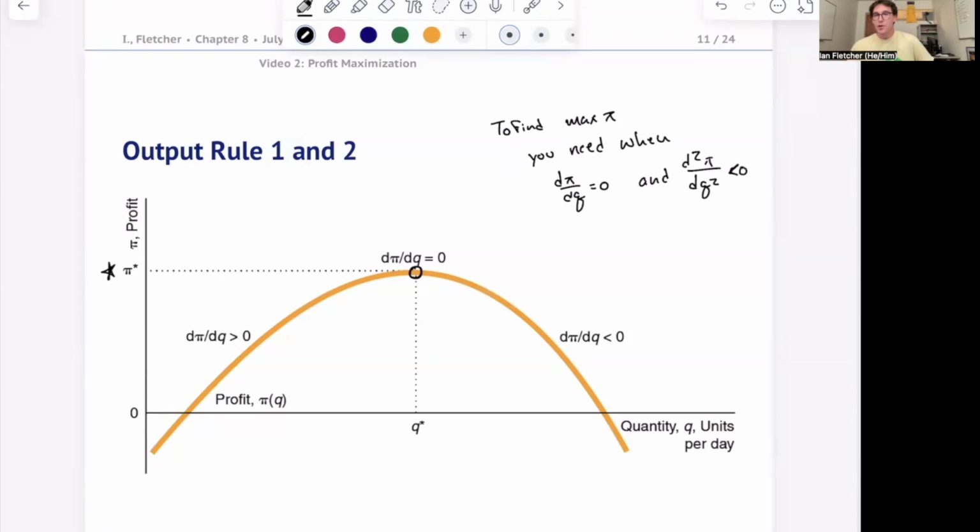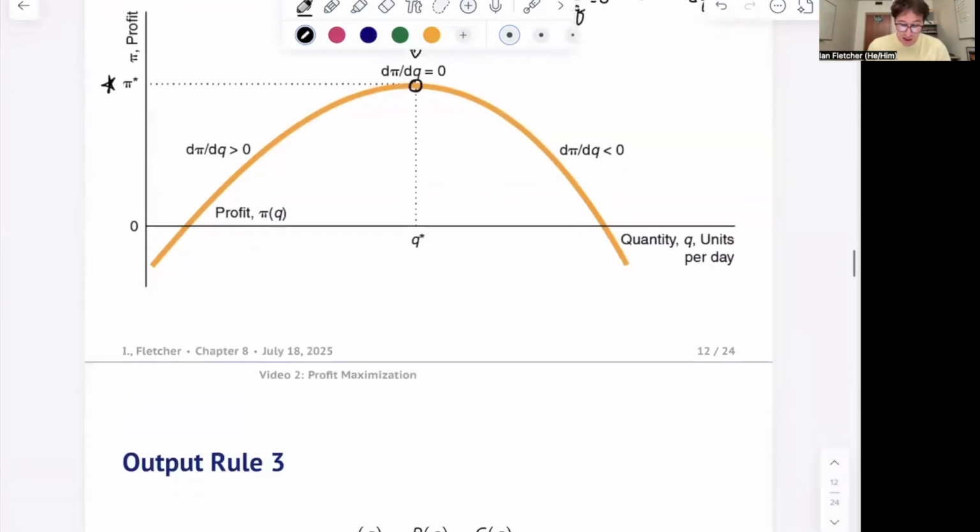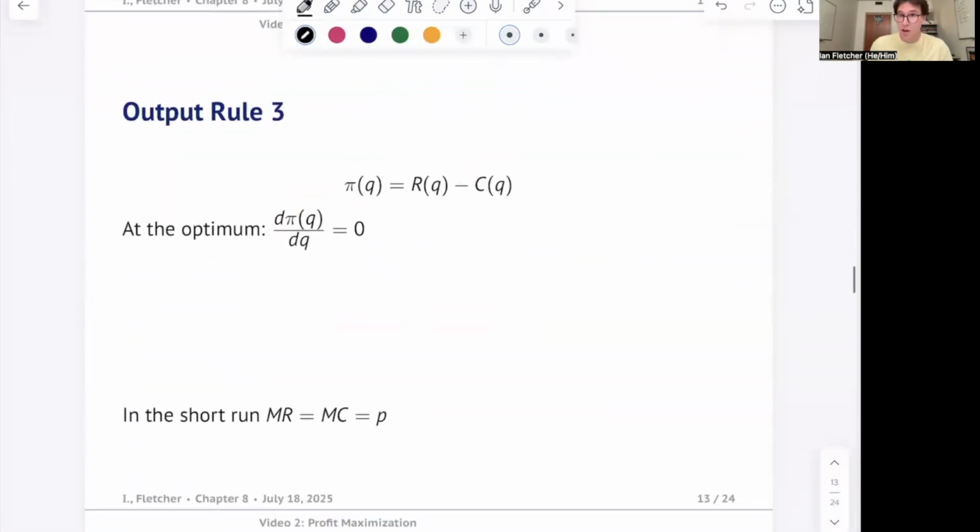And that's just the second derivative rule for optimization. We should have learned that in Calc 1. But that is output rules 1 and 2. Essentially, we're just trying to find the peak of this hill. And if we're able to find the peak of this hill, then we should be able to figure out where profits are maximized.